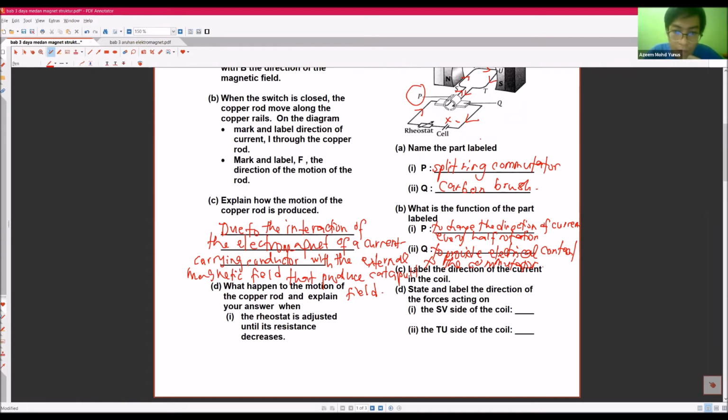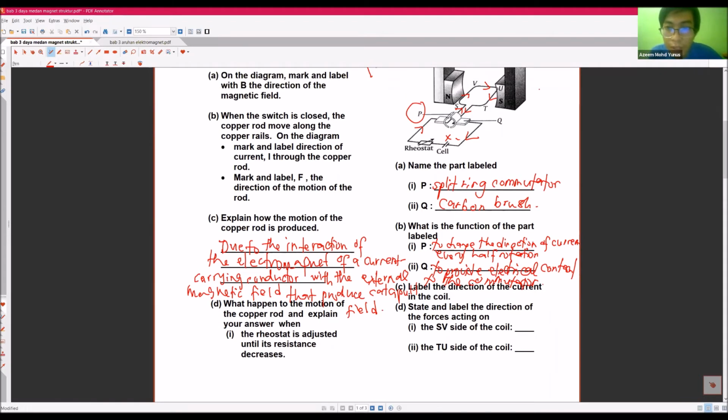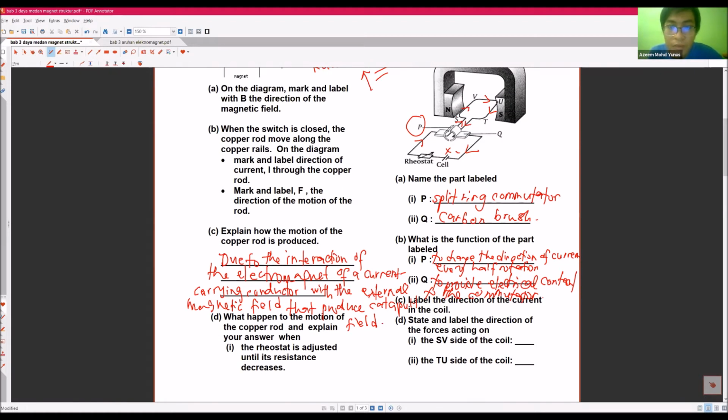State and label the direction of the force acting on the SV side of the coil. So this coil over here. The rule that we need to use, again, the question already stated it is about a motor, so we just need to use the left hand rule. We don't need to check whether there is a battery or not. That doesn't matter here, but if you want to, you can. The cell is obviously there, but the question already told us it is about a DC motor, so we have to use the left hand rule here.